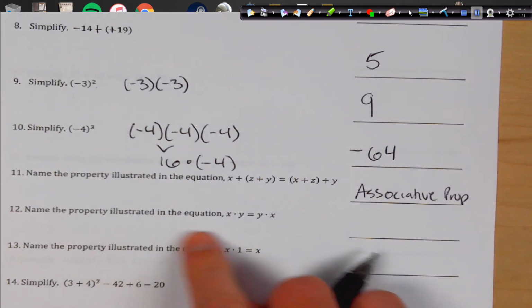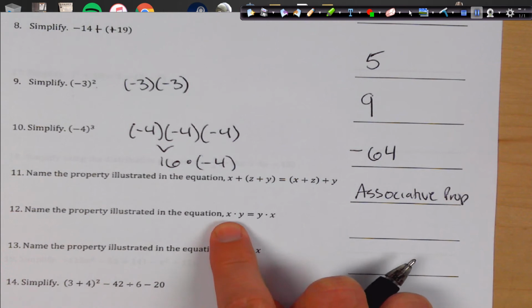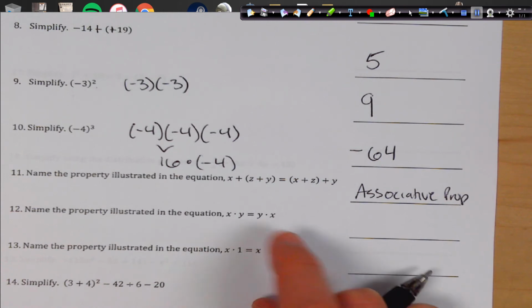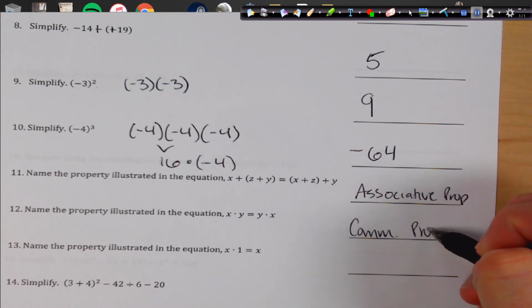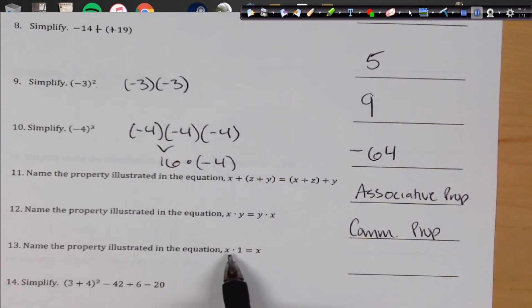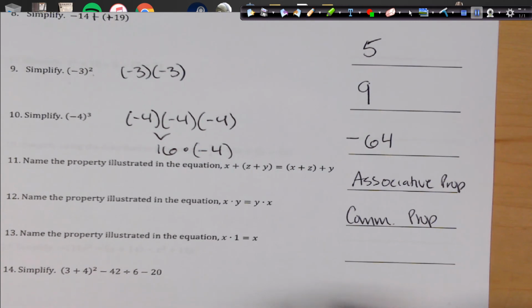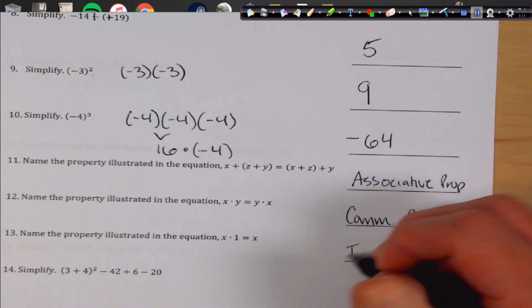Down here we have xy, then yx. The property here is that the order is changing. So this is commutative property. This right here, x times 1 equals x. Notice x stayed the same. So when the identity of the variable or number stays the same, we call it the identity property.